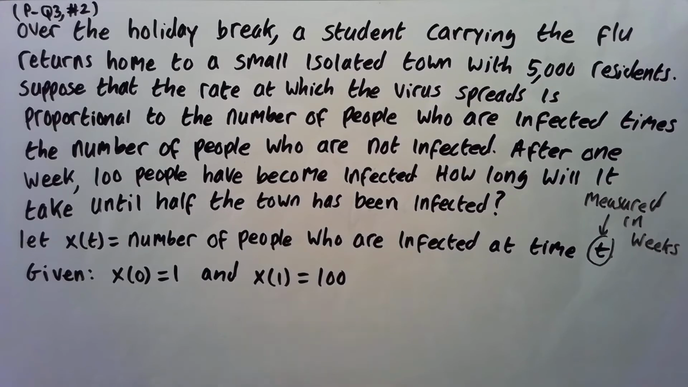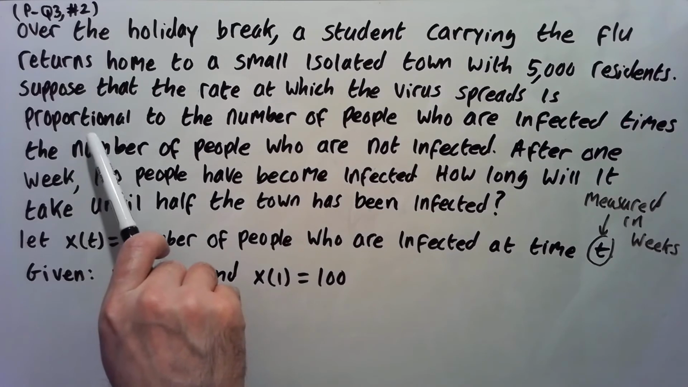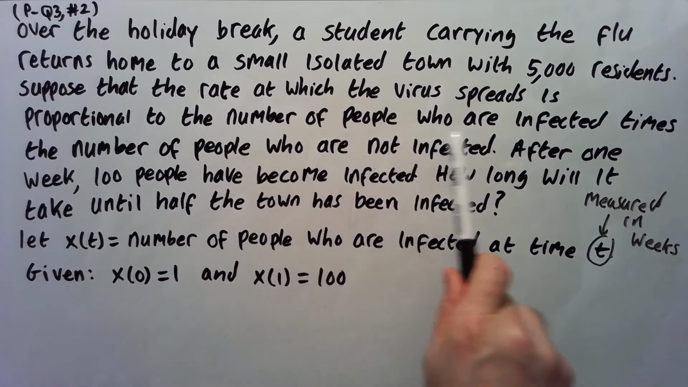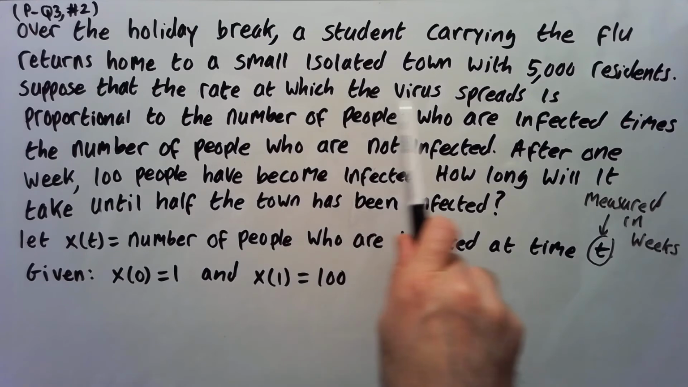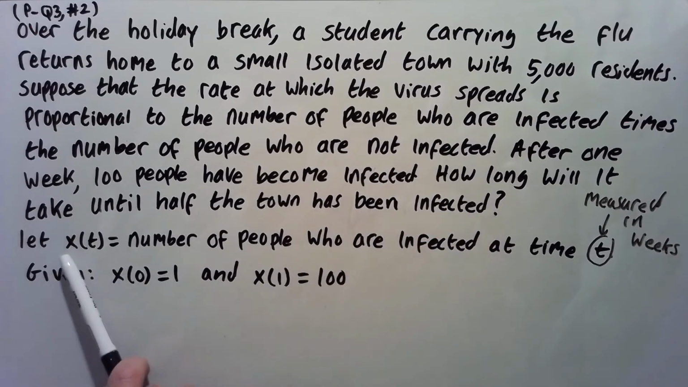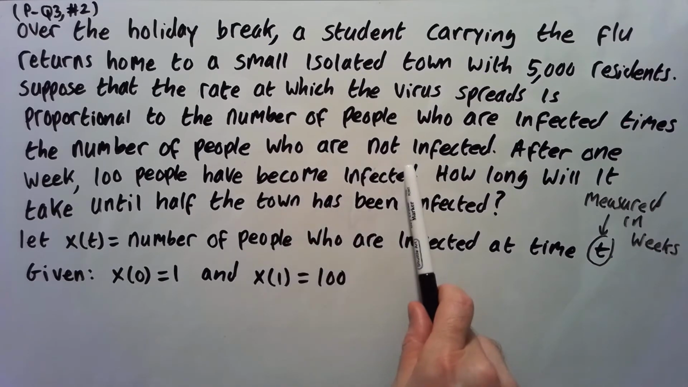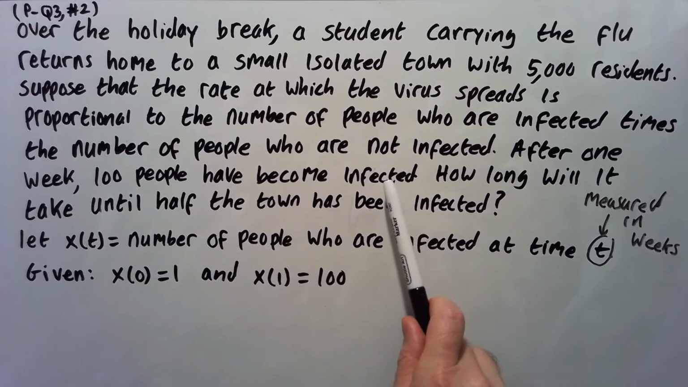And we're also given here that the virus spreads proportional to the number of people who are infected. So the spread of the virus would be dx/dt. That's how the number of people who are infected is changing. So we'd have dx/dt proportional to the number of people who are infected times the number of people not infected. Okay, so let me write that here.